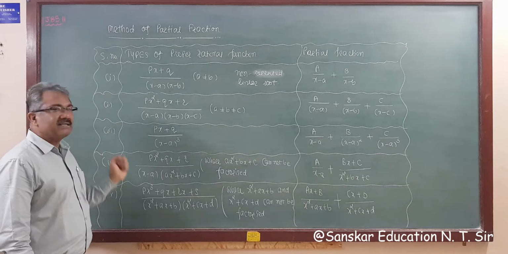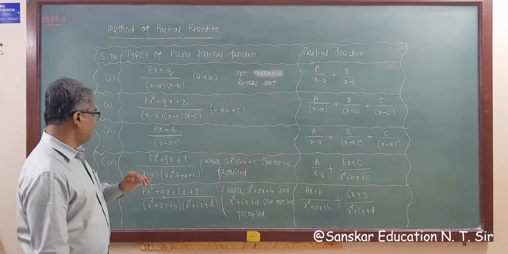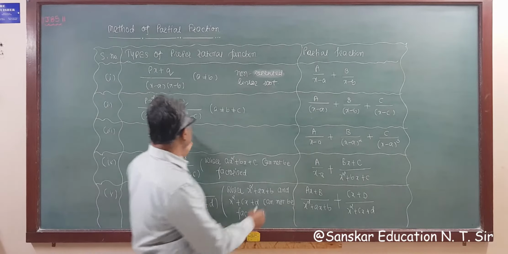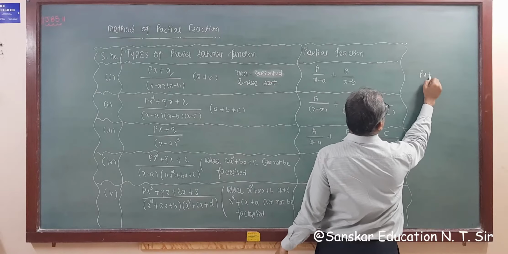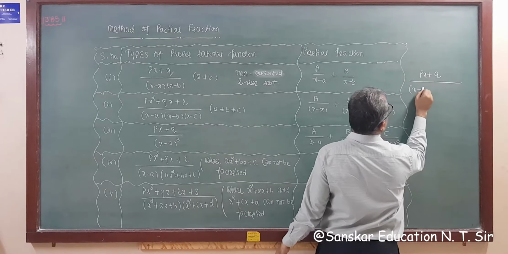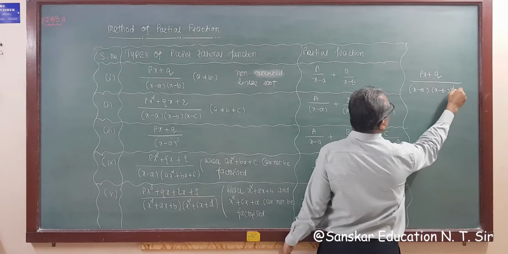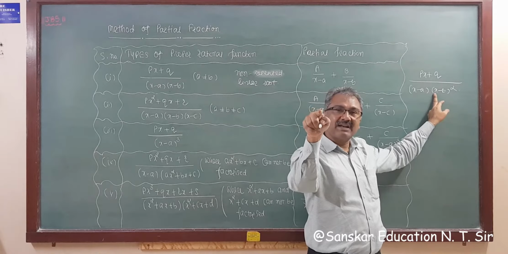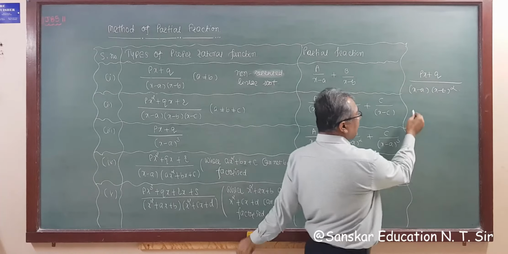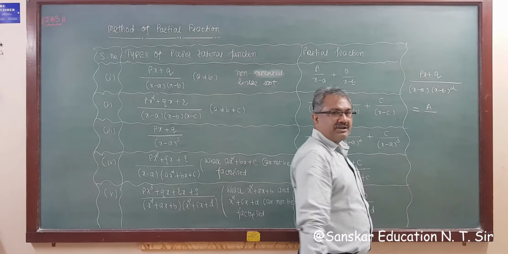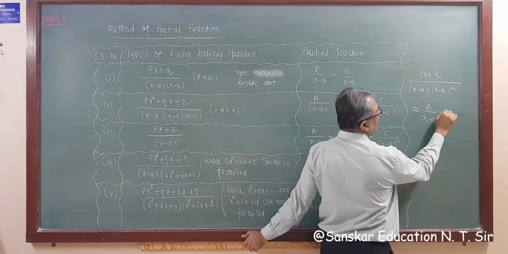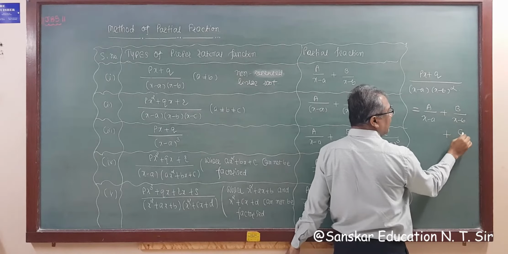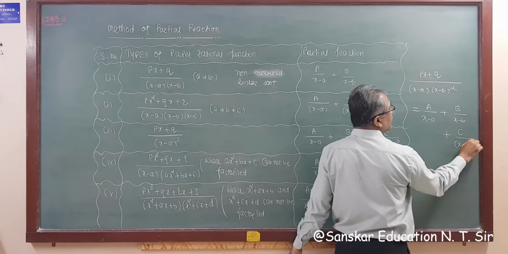Now if there are more than 2 factors, then take constants 1, 2, 3 as I said. Now suppose there is a linear root and a repeated root, like (px plus q) upon (x minus a) and (x minus b) whole square. So this is a linear root. This is also a linear root, but repeated. Square means it is 2 times x minus b. In this type of case, what do you have to do? Write one constant upon one factor plus another constant upon another factor, but it is a repeated root, so write c, another constant, upon the repeated root squared.